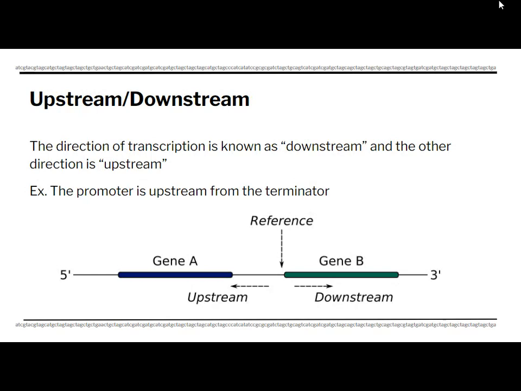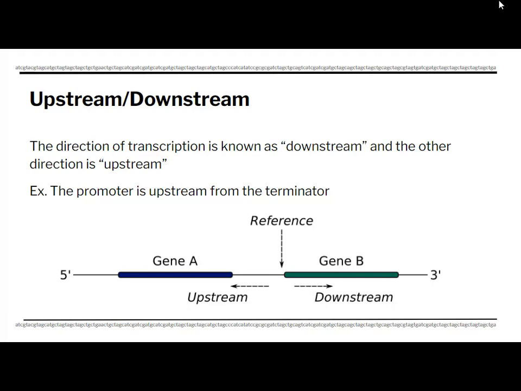Right. So, some more terminology for you. In genetics, we use the phrases upstream and downstream a lot. The direction of transcription, so that 5' to 3', is called downstream. If you are moving in the direction of transcription, you are moving downstream. If you are moving in the other direction, you are moving upstream.